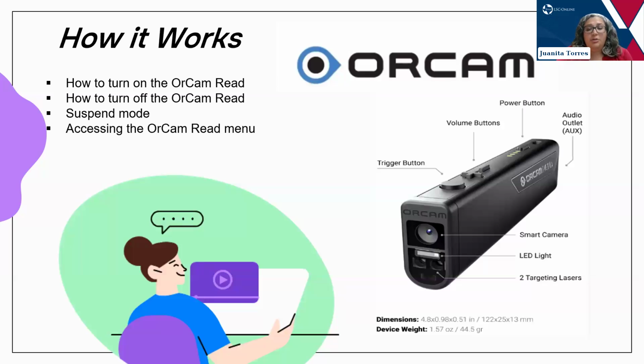To access the menu, you will press the power button along with the plus sign button. You will use the plus sign and minus buttons to navigate through the menu, and then you will press the trigger button once you need to select your choice. All right, and then you can also activate an option that is called Hey OrCam. It's a good tool for people with visual impairments who may struggle with accessing the correct buttons. You can use your voice to control the OrCam Read so that it better fits your needs.